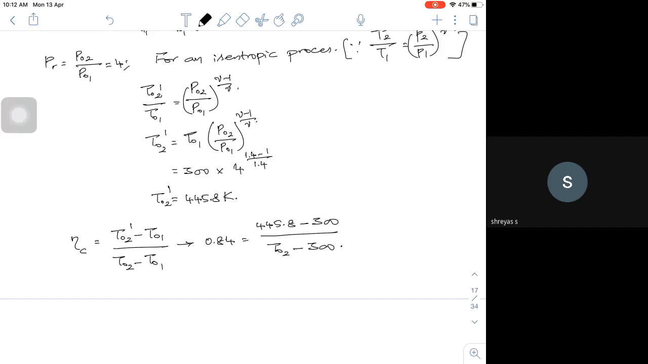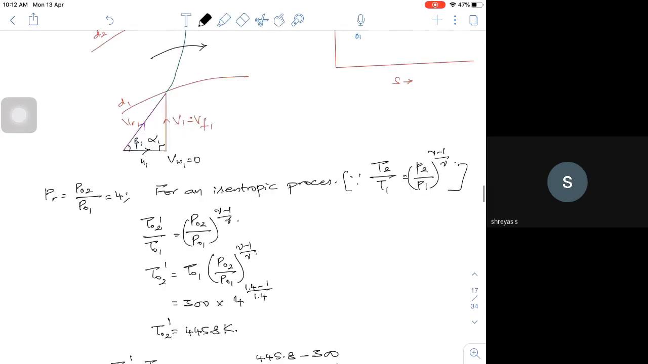So if I do the calculation from the calculator, T02 should be greater than your T02 dash. It should be greater than 445.8. If I calculate, I'm getting around 473.6 Kelvin, which is greater than your T02 dash. So why is it so?